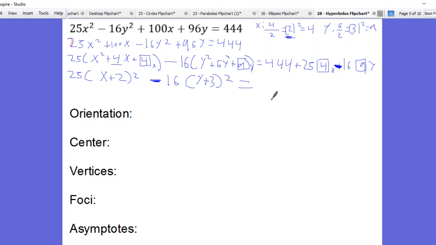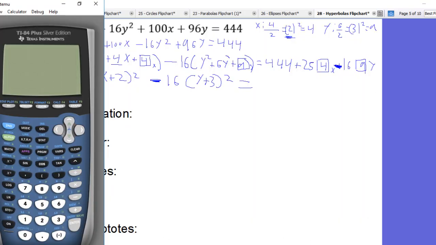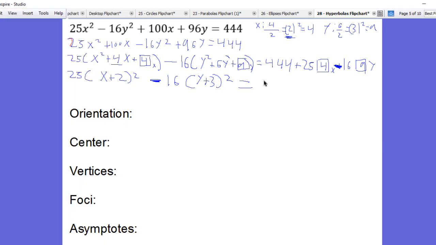That's going to be 444, and let's bring out the calculator here. On the right hand side, I can do 444 plus 25 times 4, that's 100, minus 16 times 9. So that's going to be 400. And then all hyperbola standard forms are equal to 1, so I divide each side by 400.